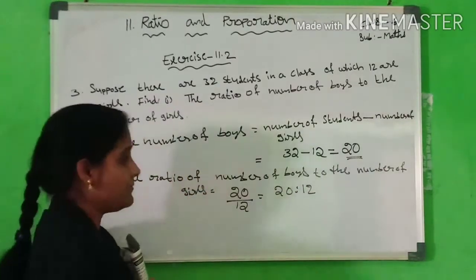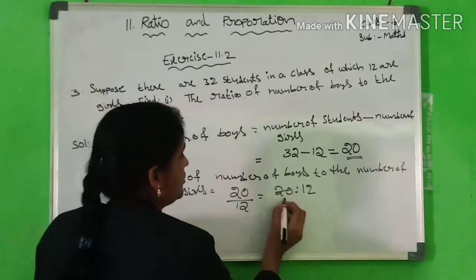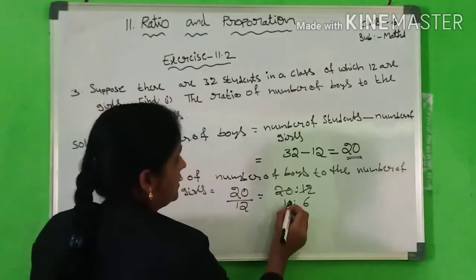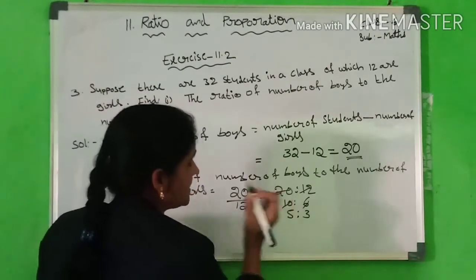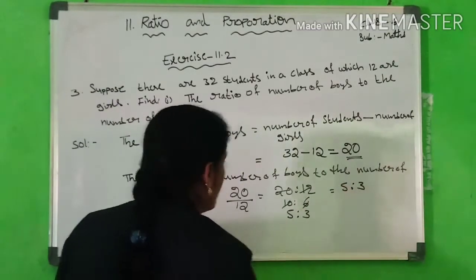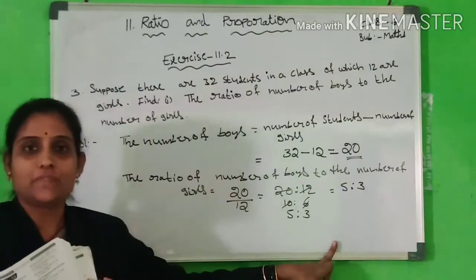Now you have to find the ratio in simplest form. 2 tens are 20, 2 sixes are 12. 2 fives are 10, 2 threes are 6. Now, what is the ratio? 5 is to 3. 5 is to 3.